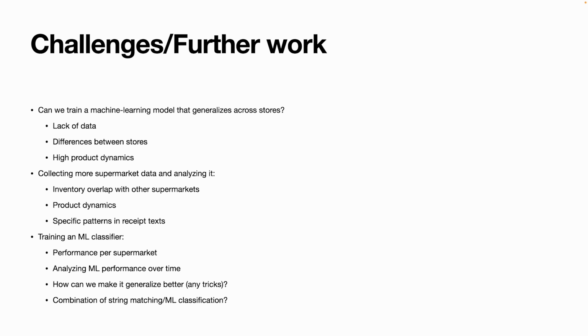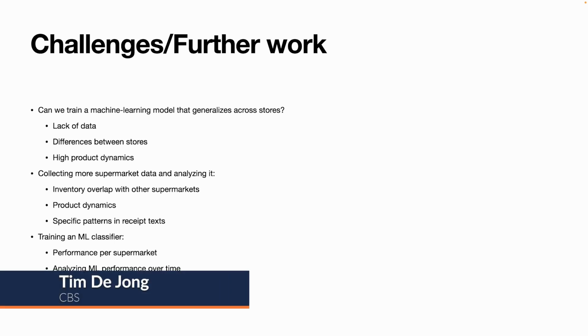How can we make it generalize better? Maybe we can find any tricks. And maybe we can use a combination of string matching and machine learning classification. In this case, we first use string matching to do the labeling, and then we can use a machine learning classifier for the products that cannot be classified correctly by the string matching.